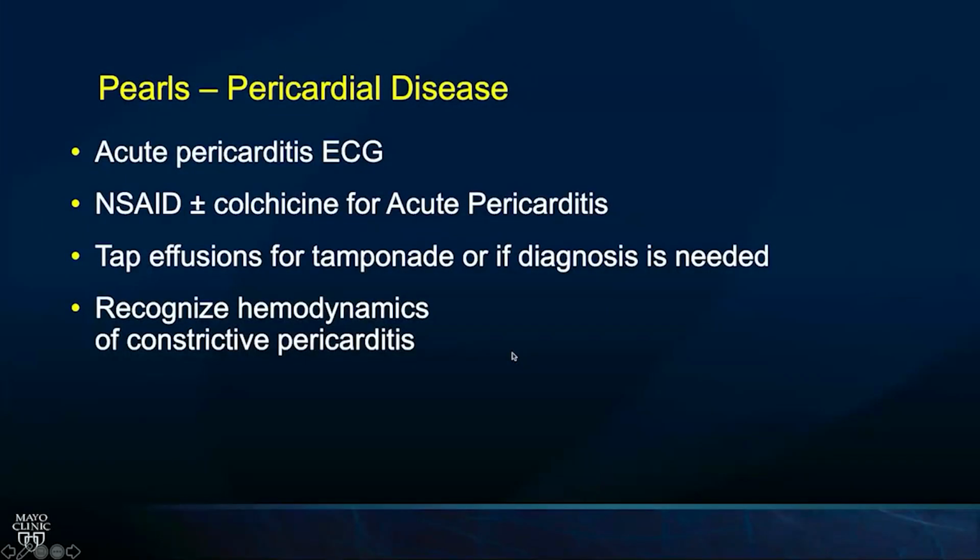And so to wrap up, pearls on pericardial disease: know the acute pericarditis ECG. You're going to use nonsteroidals and colchicine tapered for acute pericarditis. Tap effusions for clinical tamponade or a need to make a diagnosis, and be able to recognize the hemodynamics of constrictive pericarditis. Thank you.